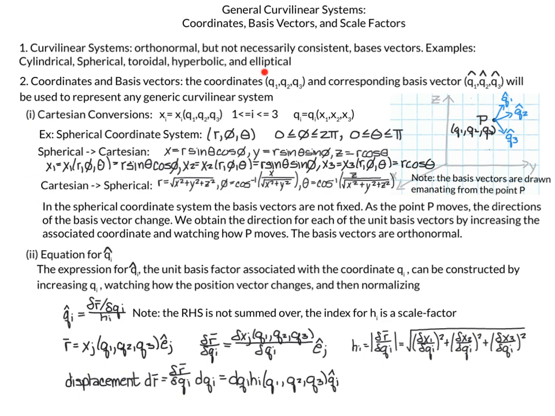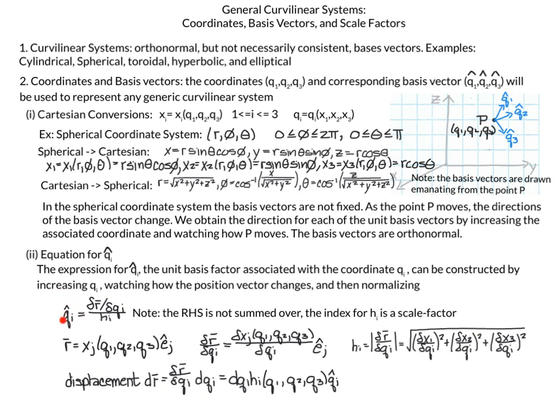Here we are on our overview slide. We just finished talking about these Cartesian conversions. And the next thing we want to do is to get equations for our basis vectors for our curvilinear system in terms of our Cartesian coordinates. As we've noted, the expression for our q sub i basis vector can be constructed by increasing q sub i and watching how the position vector changes and then normalizing. So this is our formula.